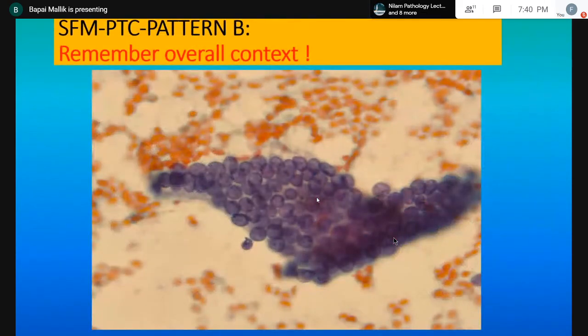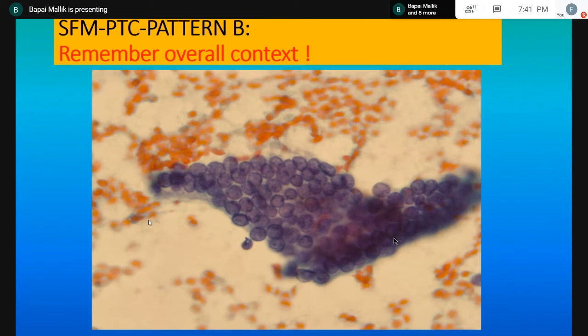Now, this one is what I would call pattern B. You have got many cells which look like this. The most important findings are that the cells have pretty pale chromatin, but you see that the nuclear membranes are more or less sharp, maybe a few grooves here and there. You don't see any inclusions, you don't see papillae, you don't see psammoma bodies, but you see a lot of these cells. Now, I'm sure many people would possibly find that this is enough to call something a papillary thyroid carcinoma. Fair enough, but some might not.